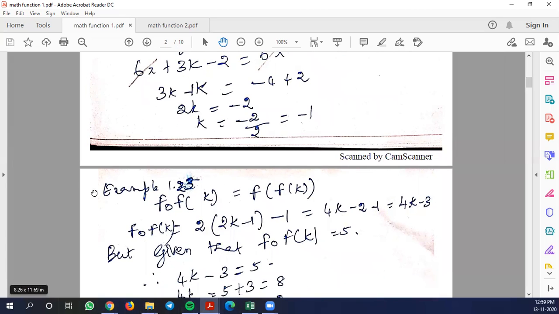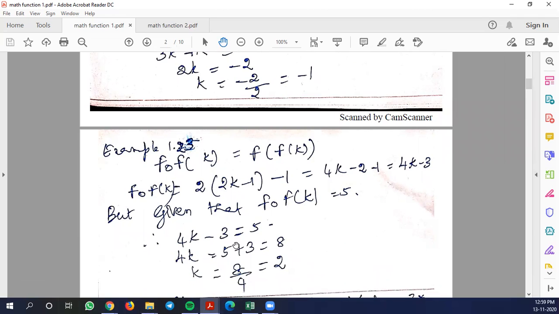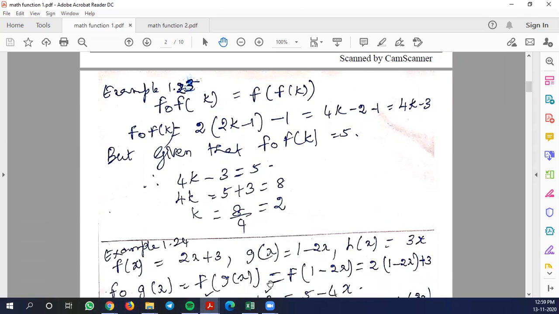But given that f of f of k equals 5. Now we found f of f of k equals 4k minus 3. That is to be equated to 5 because it is given in the sum itself. Now what is 4k? Bringing this minus 3 to that side, it becomes plus 3. 5 plus 3 is 8. So k is equal to 8 by 4. It is 2.